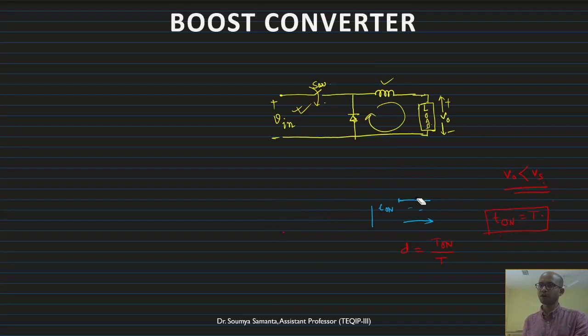Now in a boost converter, what will happen? We will get a voltage which is more than the supply voltage or input voltage. We will control this, and the output voltage V output will be more than Vs. That will be for the boost converter. In a buck converter, V output is less than the supply voltage. In a boost converter, we will get V output which is more than that.